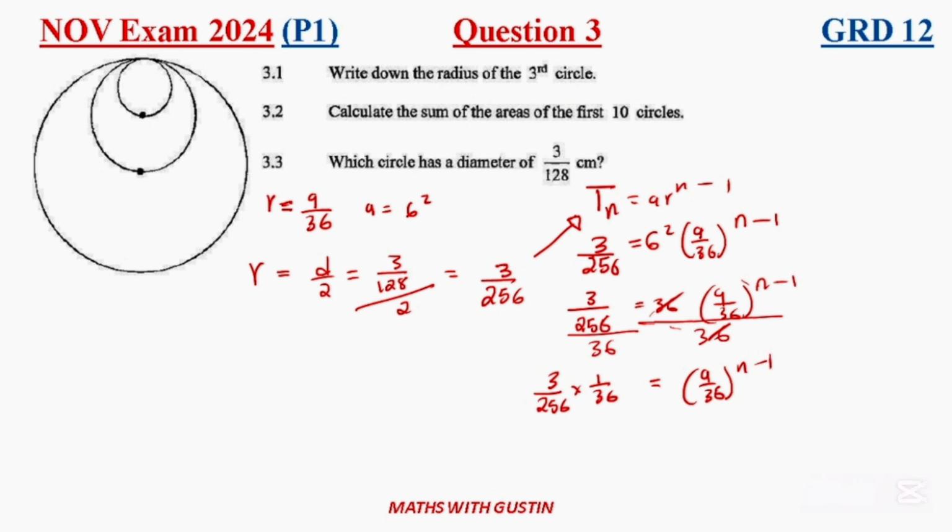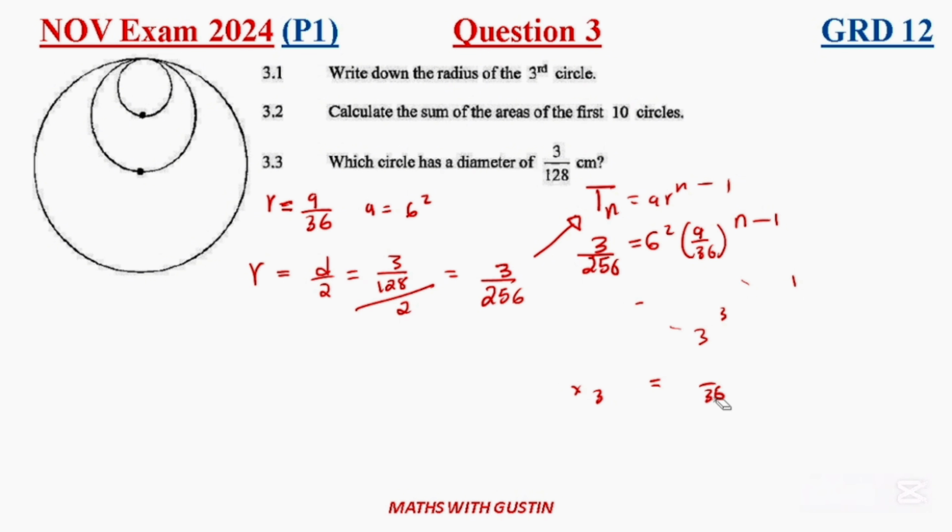Okay, all right, it's fine, guys. Let's continue. Oh, okay, I see where I made my mistake, guys. R is not 9/36. R in this case is a half. Okay, let me remove all that.